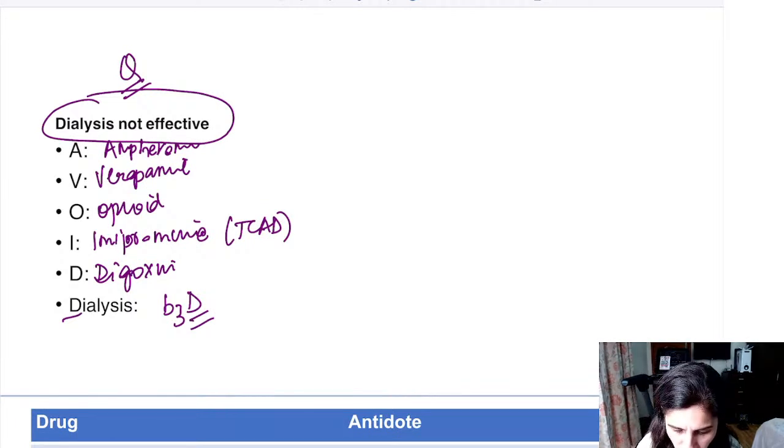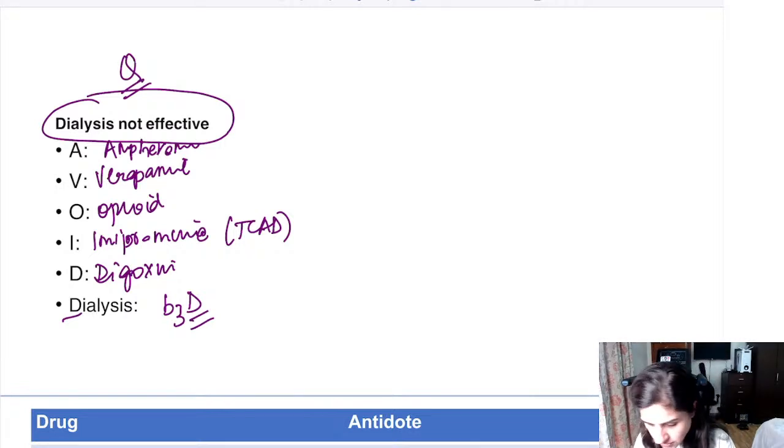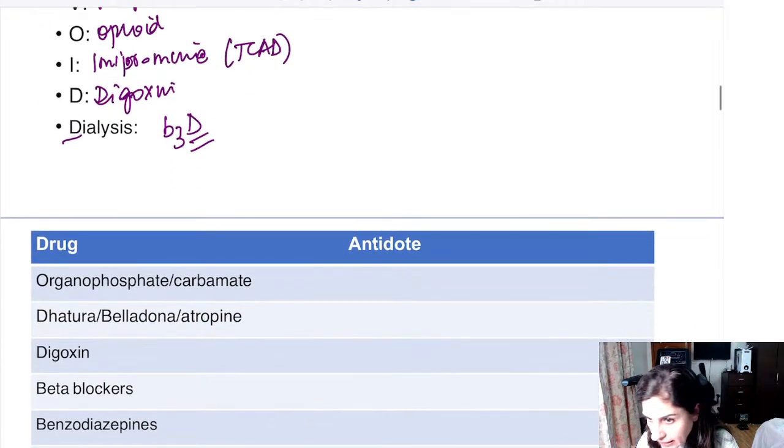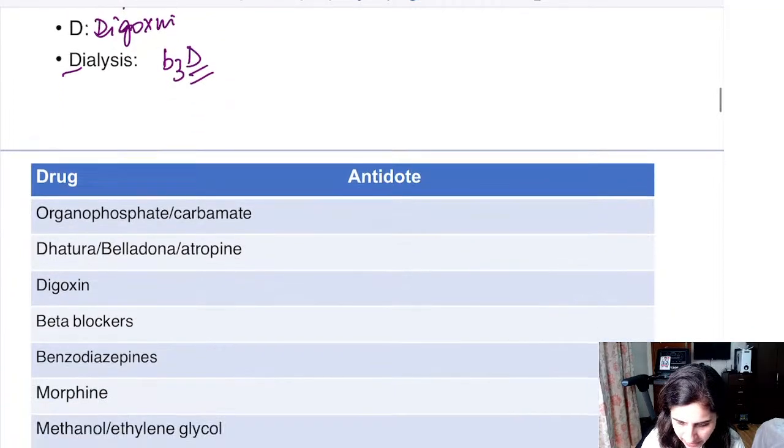So remember these drugs, as they can ask you about them. Other drugs can be removed by dialysis, but these are asked more often. If any of these drugs is given in the question, you say dialysis is not effective. And yes, sodium bicarbonate is given by the IV route, as I told you.